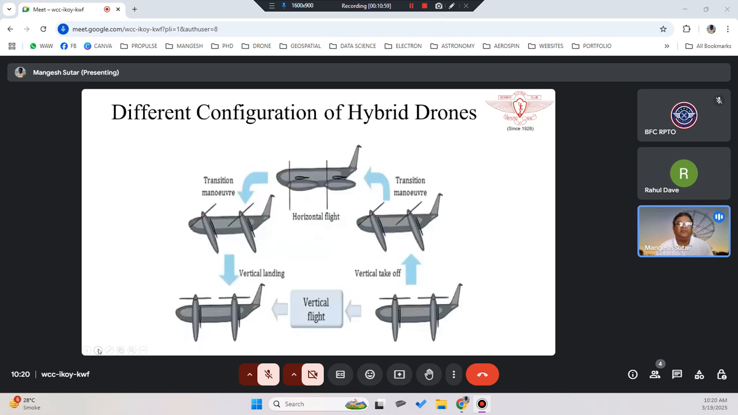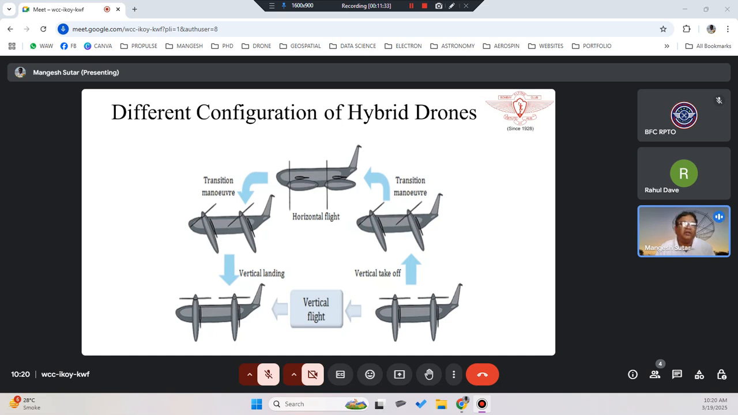So these are the different configurations of hybrid drones. For vertical takeoff, there are some hybrid drones designed where the same motors are utilized for the forward motion also. Here the motors are in vertical position, which helps the drone to go into the air, or take off. Once it has taken off, there is something called transition maneuvers. The angle of the motor will keep on changing. As it moves in a forward direction, it will change the angle and become horizontal, which helps it to move forward.